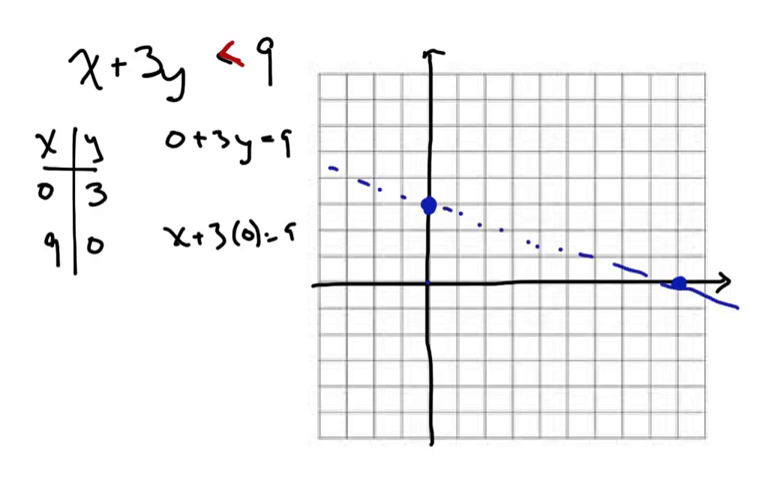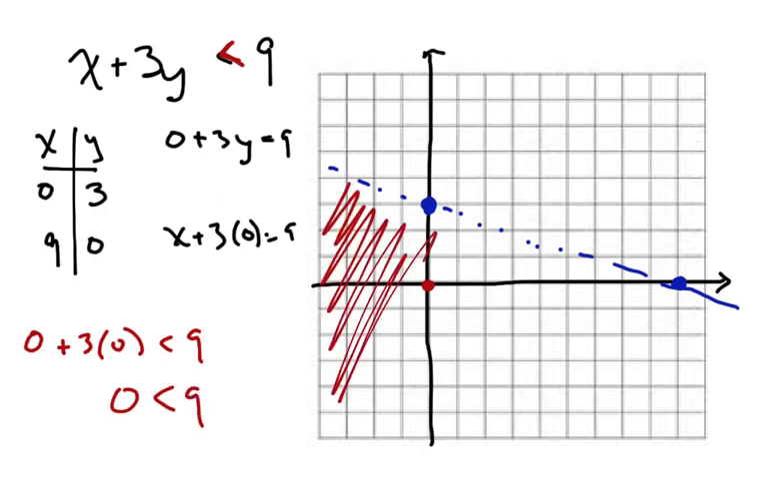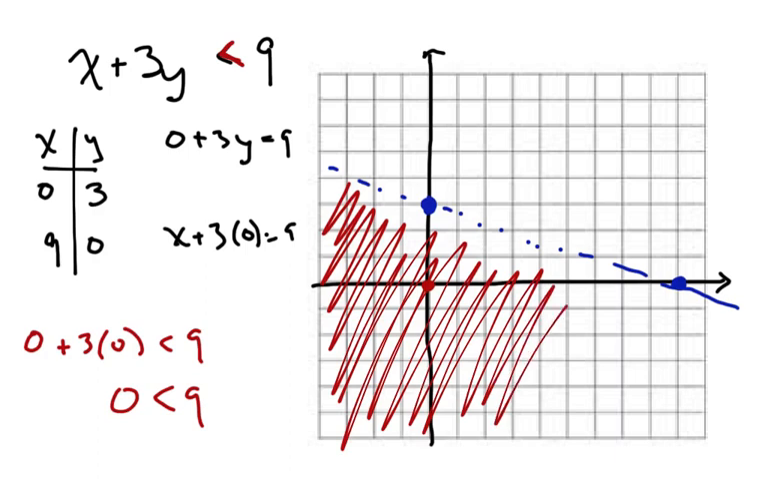and then determine where we should shade. So how should we know where we shade? Pick a point and test it. I'm going to pick the easiest point, (0, 0). Is 0 plus 3 times 0 less than 9? Well, is 0 less than 9? Yes, it is. And so we're going to shade on this side of the line.